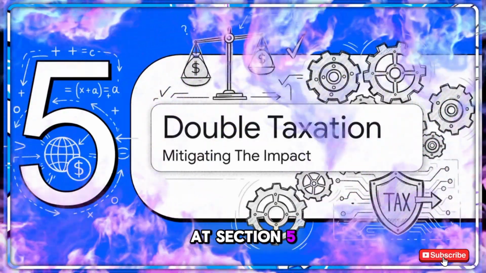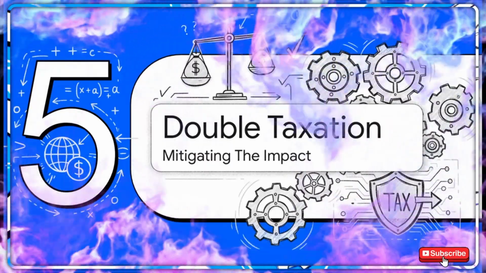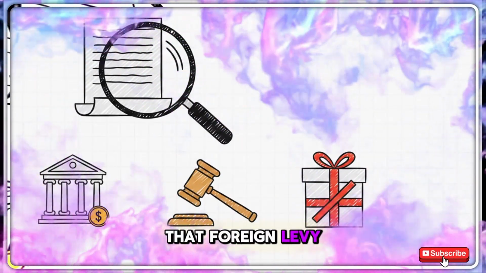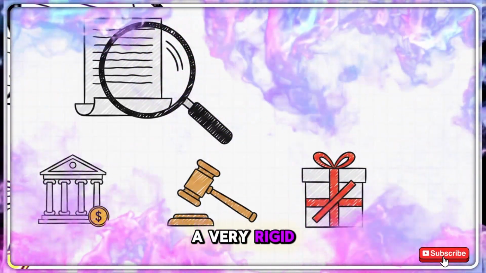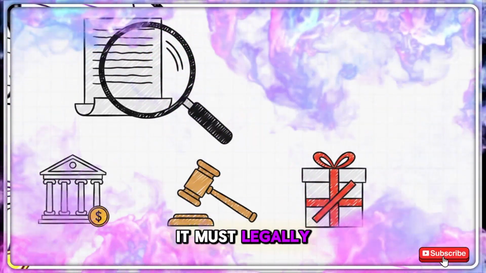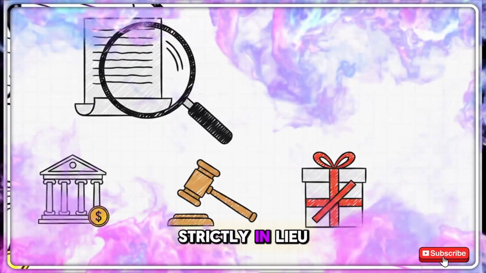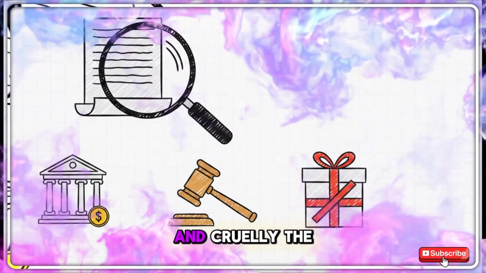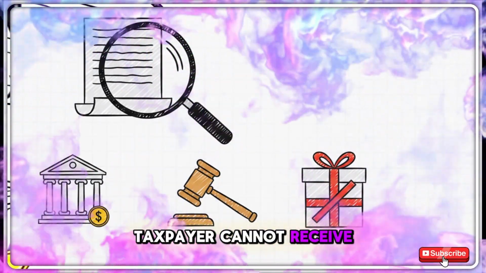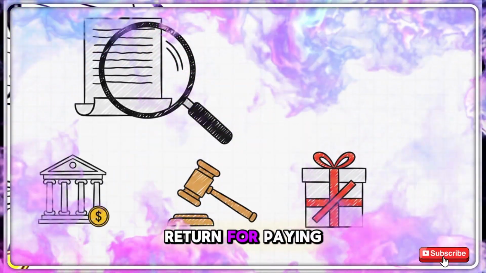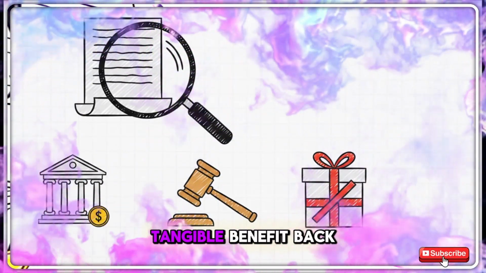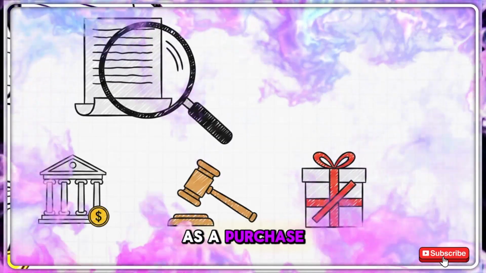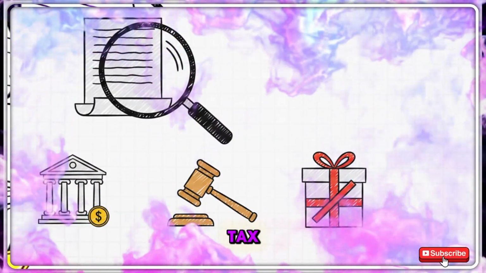Finally, let's look at Section 5, mitigating double taxation. If you want to mitigate being taxed twice on the same money via foreign tax credit, that foreign levy has to survive a very rigid legal stress test. First, it must legally be an income tax or a tax strictly in lieu of one. Second, as we just discussed, it must be legally compulsory. And, crucially, the taxpayer cannot receive a specific economic benefit in return for paying it. Because if you get a specific, tangible benefit back from that foreign government, domestic authorities immediately categorize it as a purchase of services, not a creditable tax.